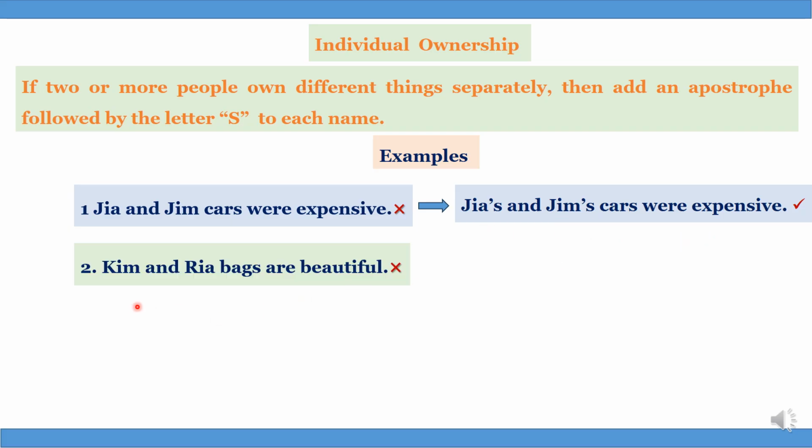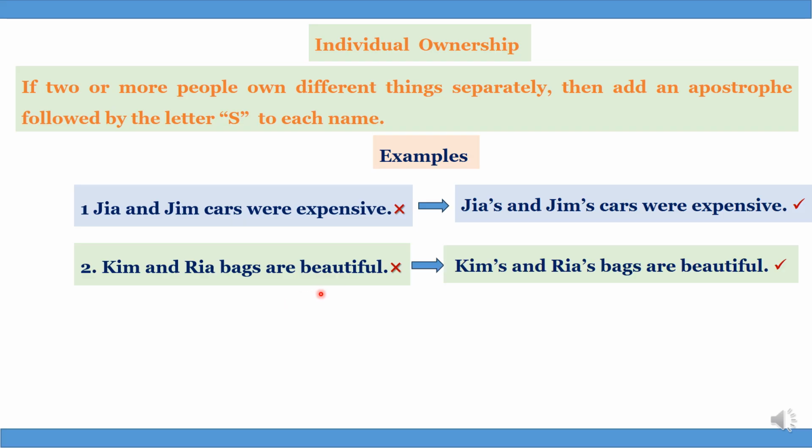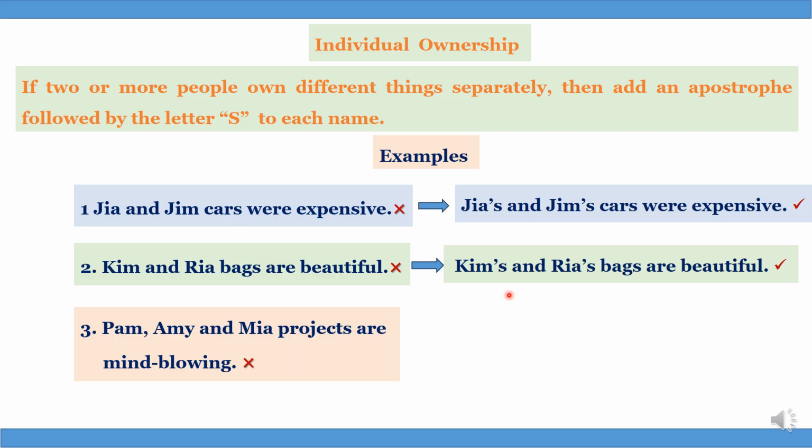Next example, Kim and Ria bags are beautiful. Here, Kim and Ria both own different bags and they are beautiful. Again, this representation is wrong. We need to add an apostrophe and letter S to each name. That is, Kim's and Ria's bags are beautiful.